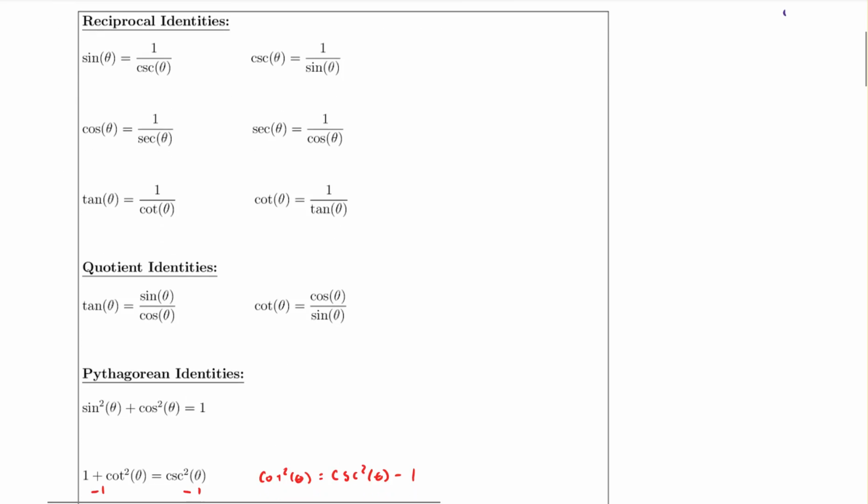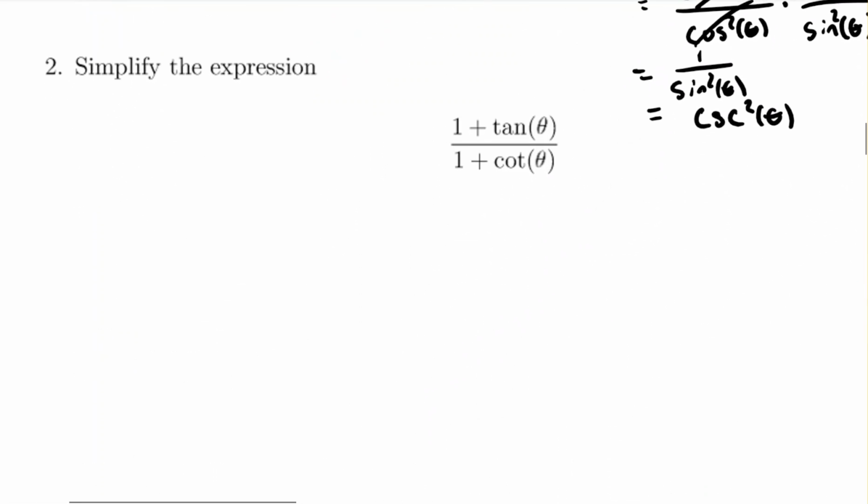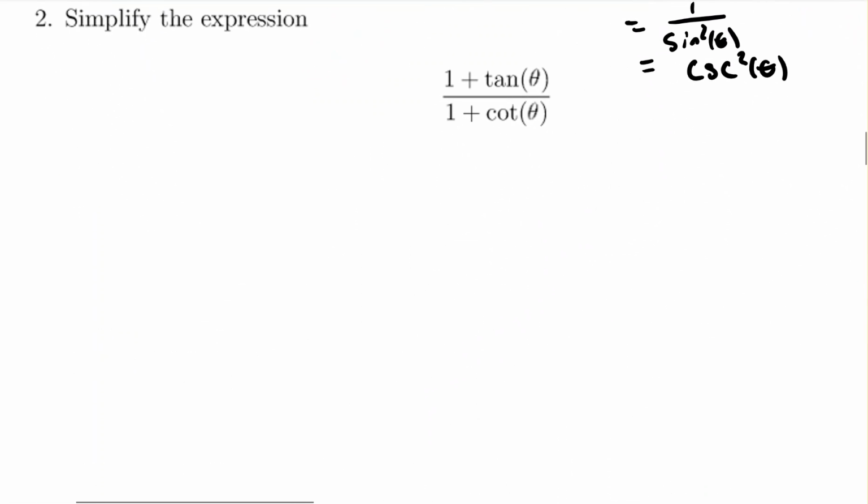So in the last video, I walked us through this first example here, so go check that on the other video if you want. I'm going to take us through another example now. So this example is 1 plus tangent of theta divided by 1 plus cotangent of theta.